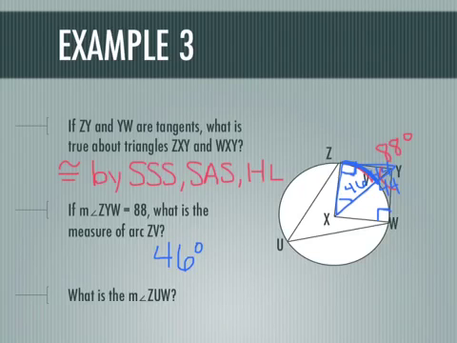Now it wants me to find the measure of angle U. Thoughts about angle U, Bryce? Since the arc of ZV is 46, you would double that to go to Z to W. So this whole arc would be 92. Then you divide it by 2. So this whole arc from Z to W, from here to here, is 92. And then I'm going to cut that back in half because U is an inscribed angle, so U would be half of that, which also happens to be 46. Yep.